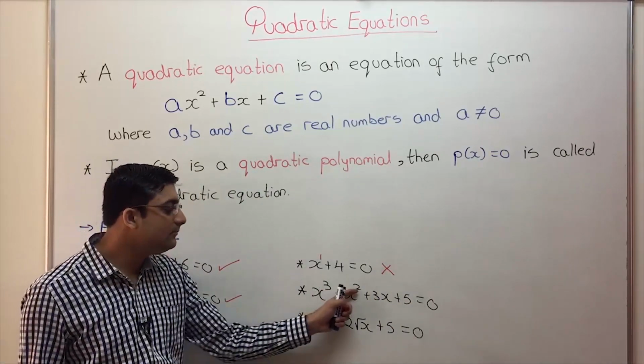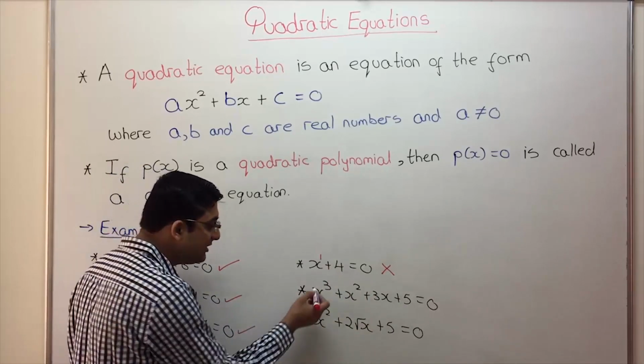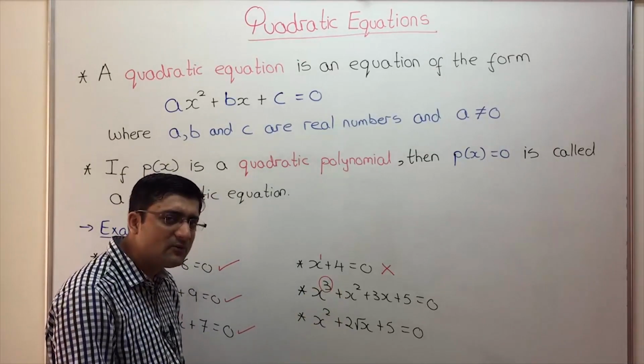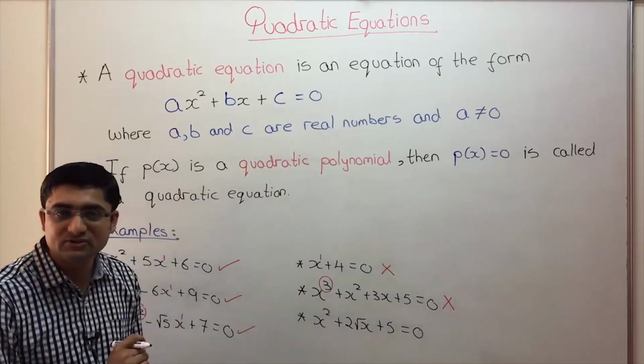Next, x³ + x² + 3x + 5 = 0. So what is the highest power of the variable? Here the variable is x. The highest power is 3. Is the highest power 2? No. So again, this is not a quadratic equation. Why? Because the highest power is not 2.